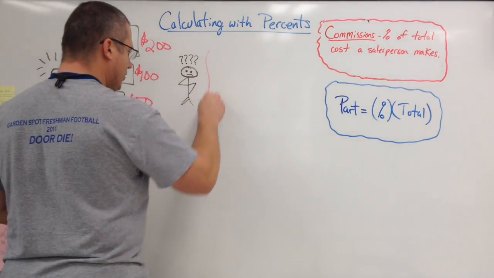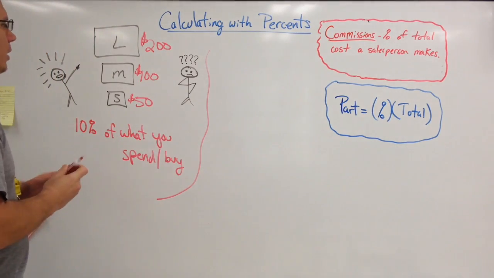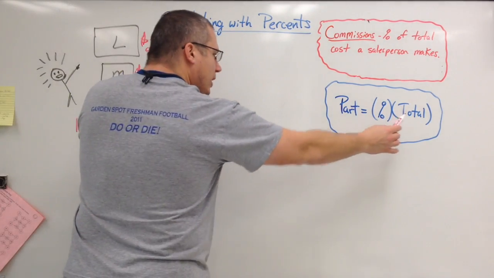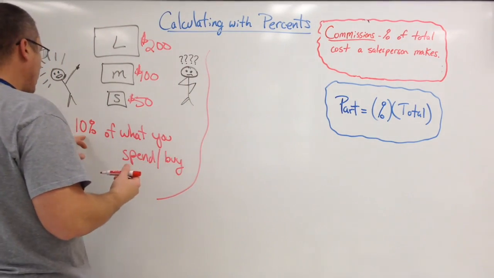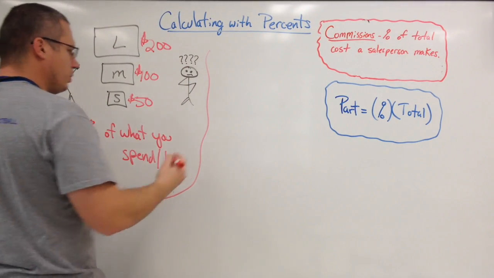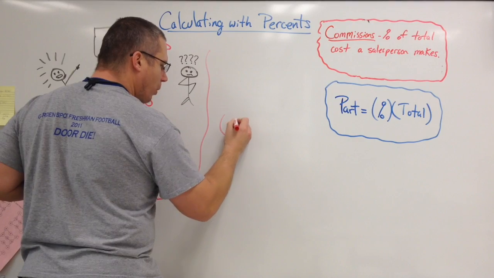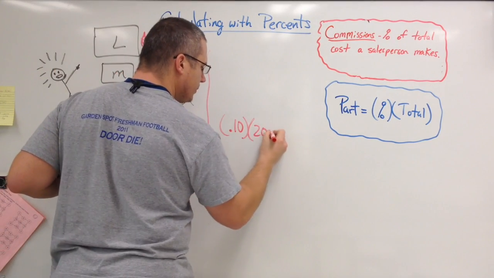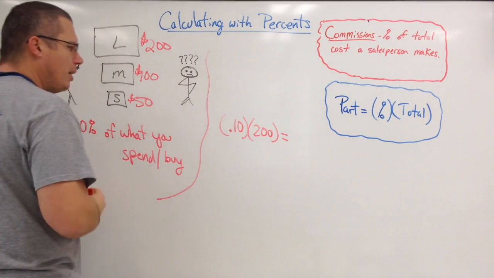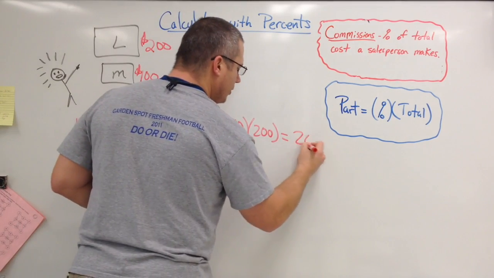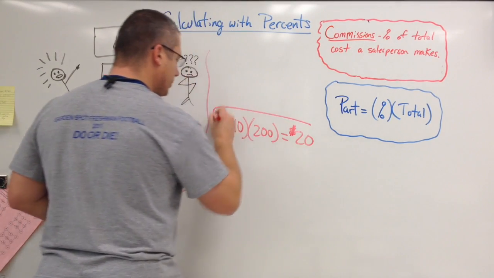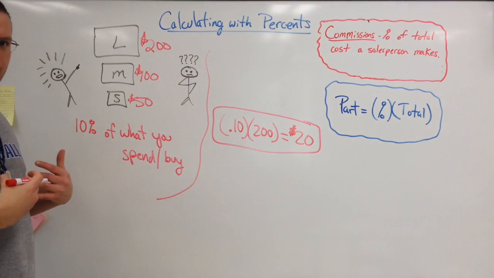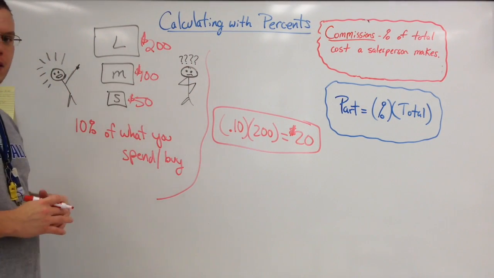So let's take a look at this situation. I can still use my equation, percent times total. So let's say you do purchase the large one. 10% would be 0.10 times my grand total of 200, which would be $20. That's how much money that person would make based on you buying the bigger item.